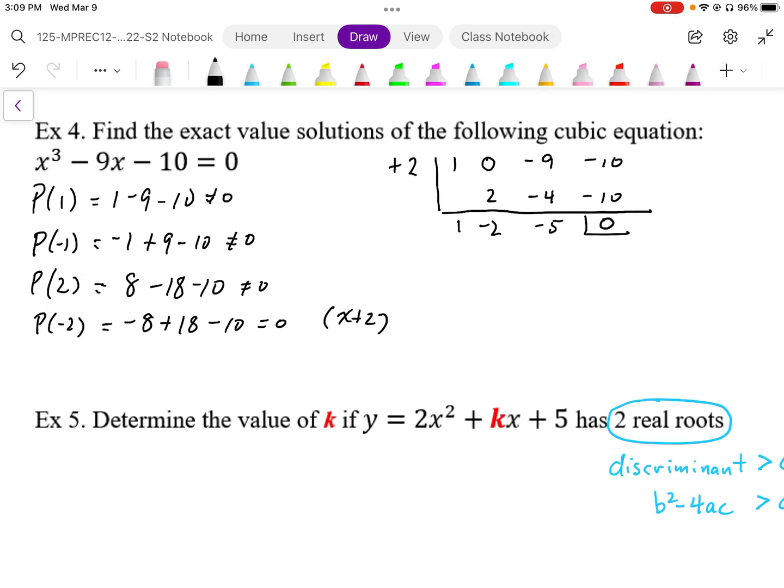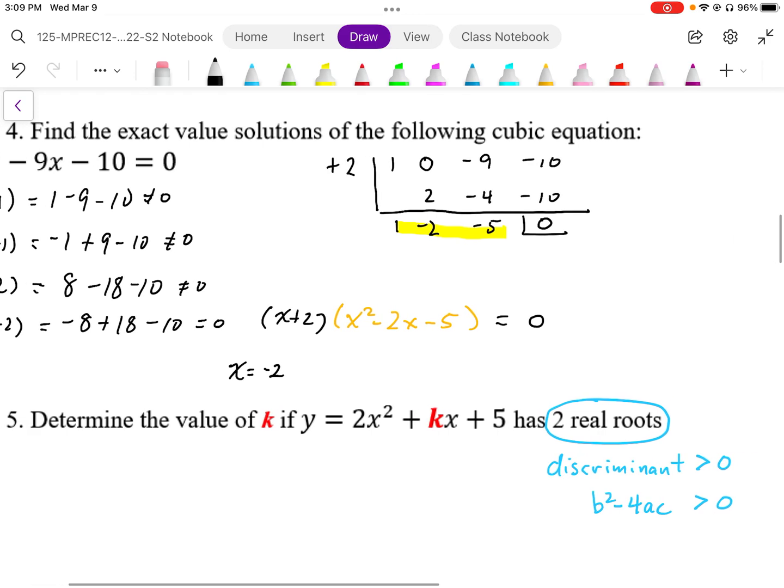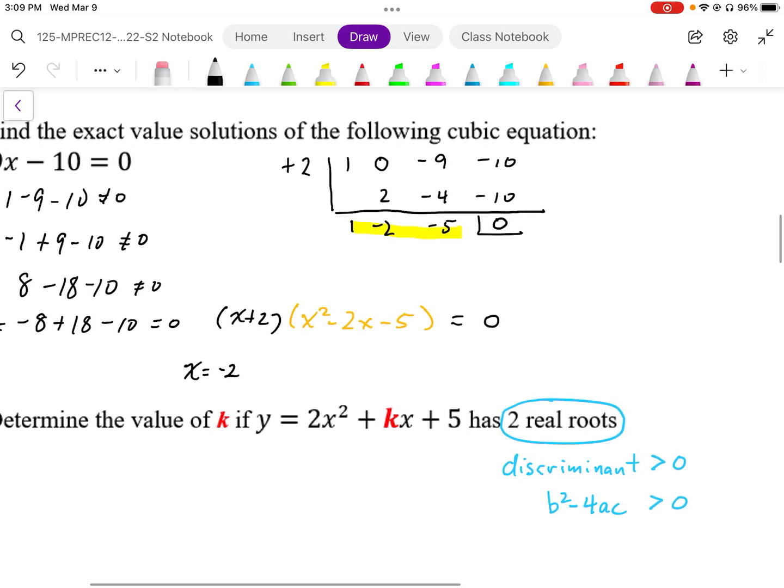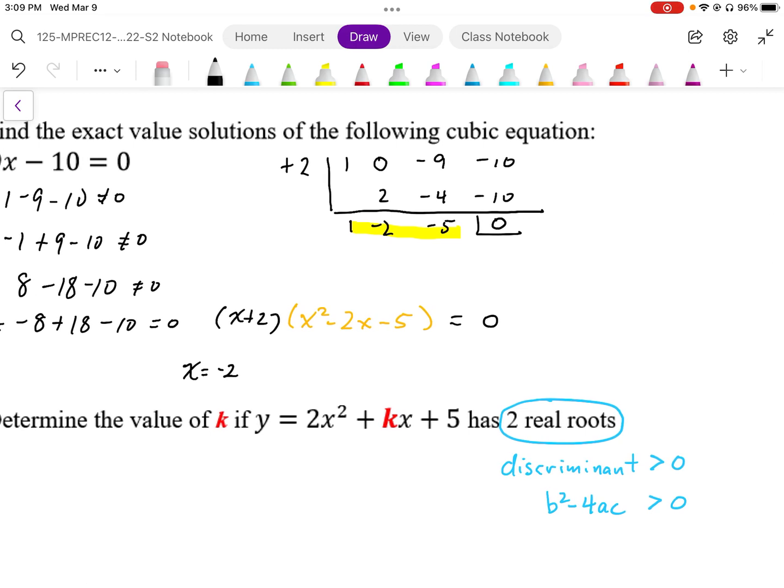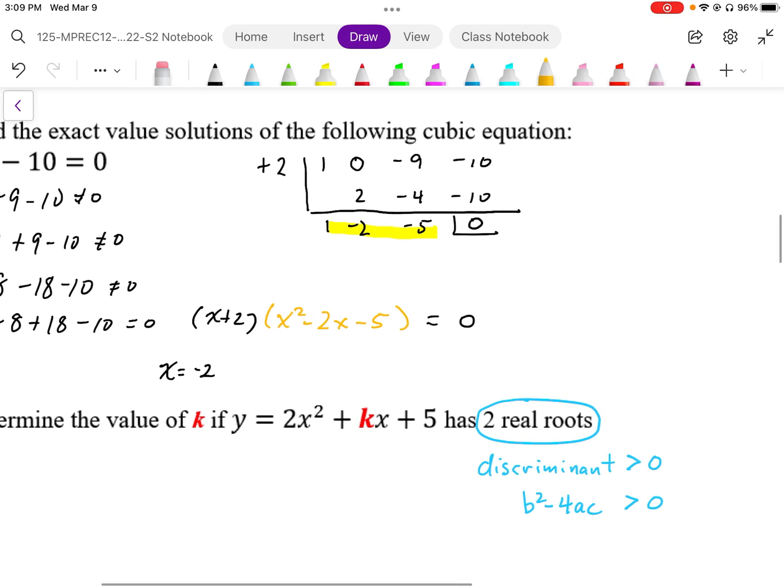And again, if I don't get a remainder of 0, something's wrong with my factor. So now at this point, this is going to give me the quadratic factor of x squared minus 2x minus 5. And since this is all equal to 0, I have solutions at x equals negative 2. There's one solution. And my other solution has to come from that quadratic. Now, when I look at that quadratic, it's not factorable. So if I want to solve a non-factorable quadratic, I have to use my quadratic formula.